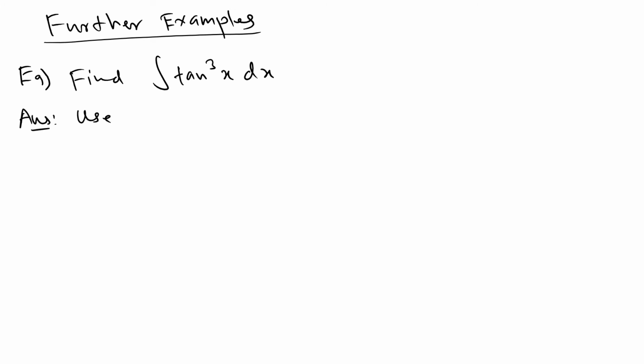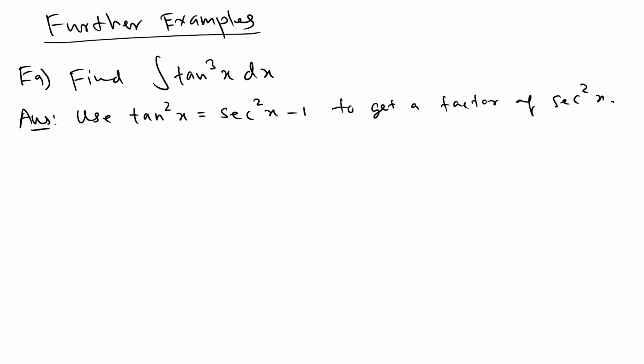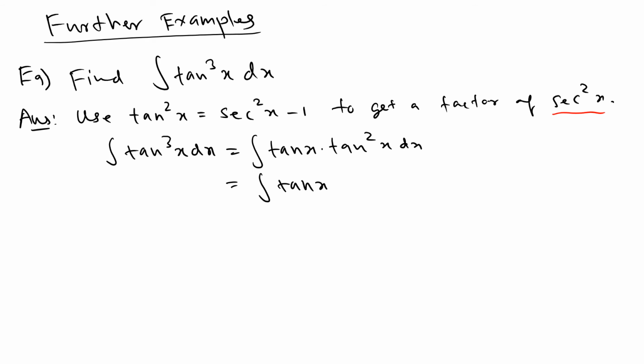We're going to use tan squared x equals secant squared x minus 1 to get a factor of secant squared x. That's the way to do it. How are we going to do it? So tan cubed x dx, we can write this as tan x times tan squared x. We pull the tan squared x term out. Now we substitute: tan squared is secant squared x minus 1, dx.